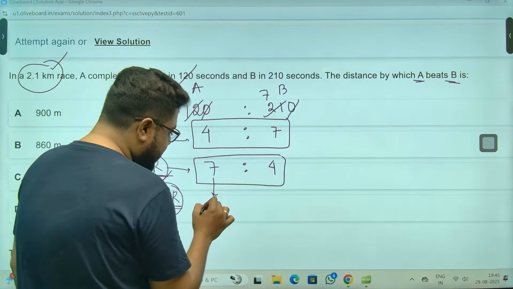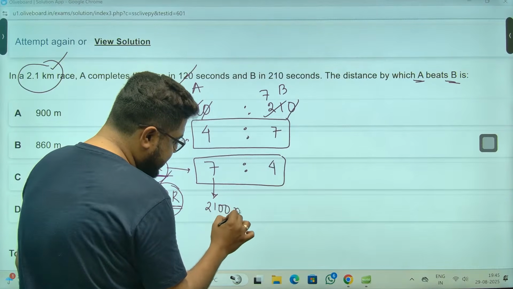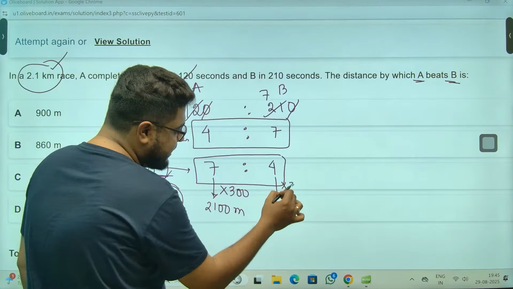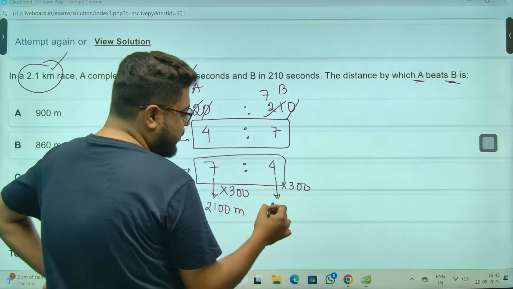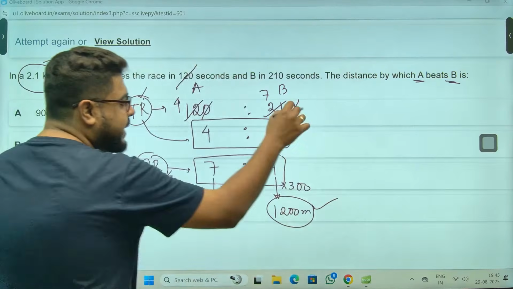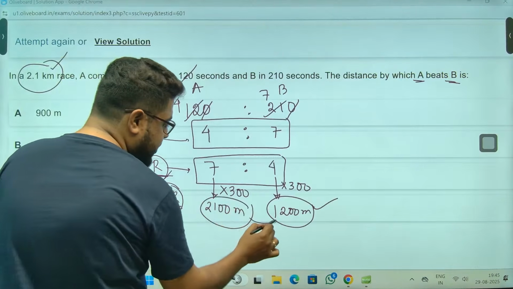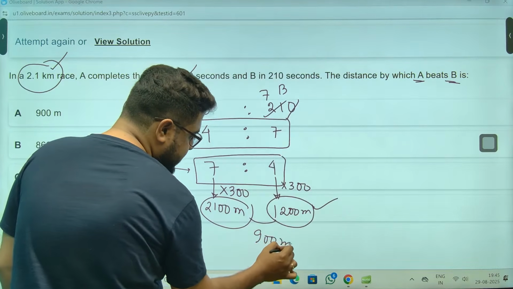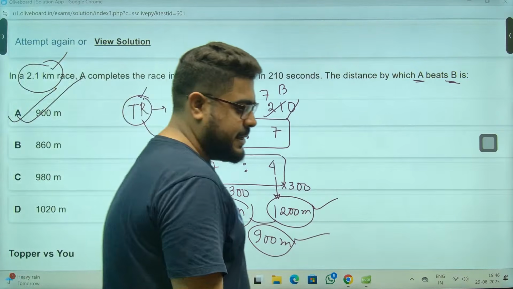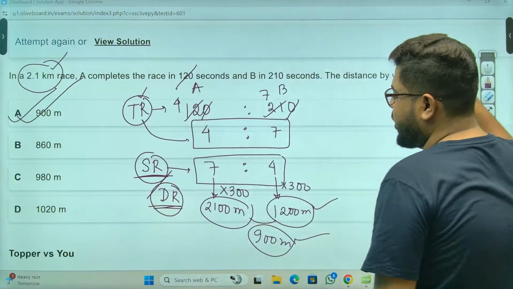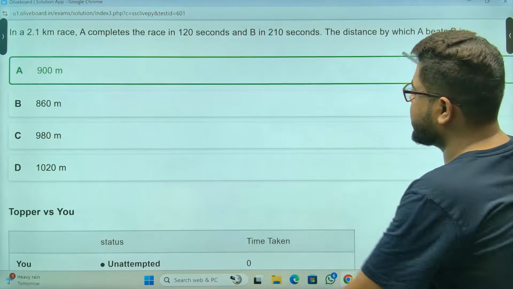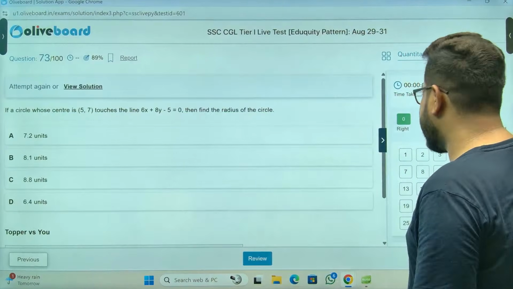So it goes 2100 meters, meaning into 300. So you just do the into 300. By the same time, B will go 1200 meters. So A will beat B by 900 meters. Subtract, 900 meters. So A beats B by option A, which is 900 meters. Correct? Done. Very simple question.